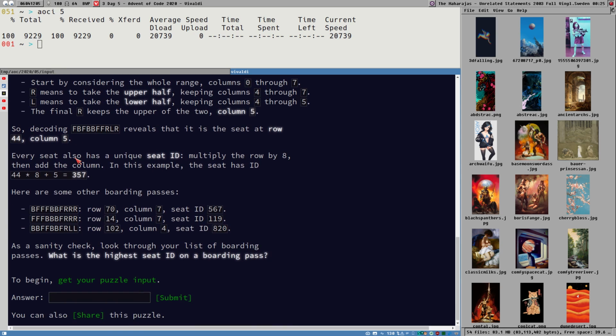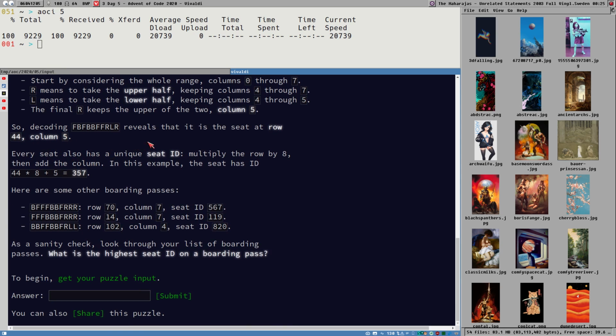Yeah. So decoded, it revealed that it is the seat at row 45, column 5. And then we do something with that. Multiply the row by 8 and add the column. Every seat also has a unique seat ID. Yeah, okay, row times 8 plus column. Okay, good, we can do this.